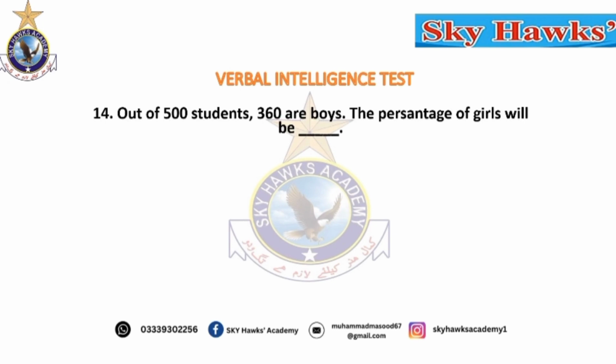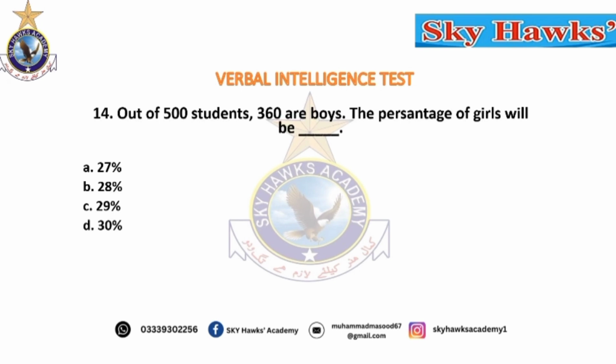The next question is: out of 500 students, 360 are boys. The percentage of girls will be. We have options 27%, 28%, 29%, or 30%. In these questions, I guess we already did this type of lesson in the last class: when a percentage is given, you have to find the percentage of a certain amount. First of all, how many students do we have?